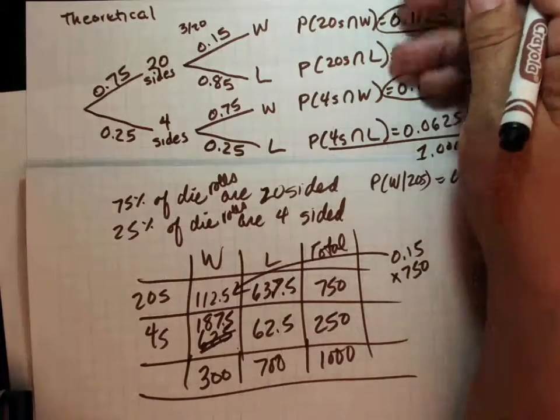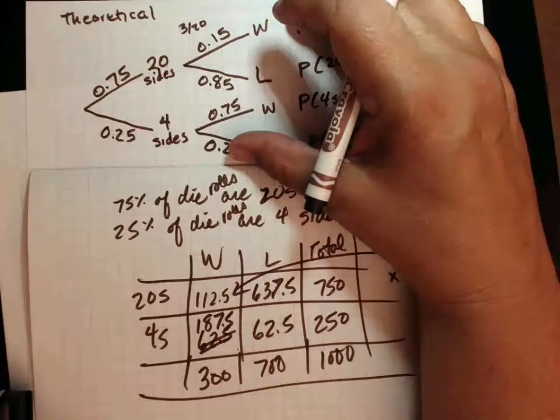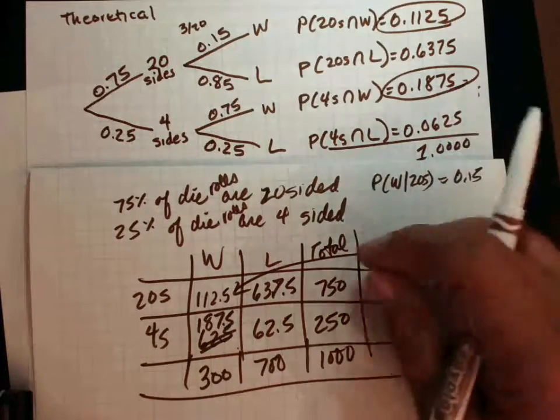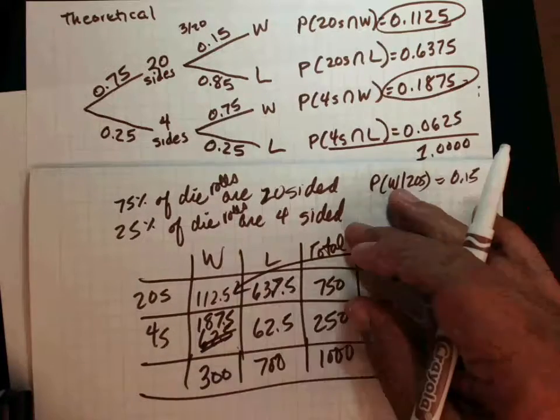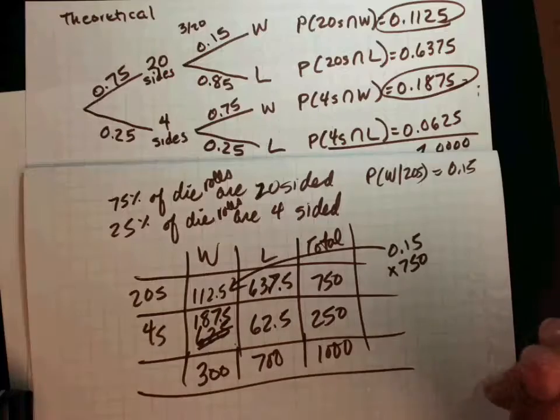So you can work with either the tree diagram from a theoretical where we just give you numbers and words, or you can go back and construct a table, whichever works better for you for figuring out conditional probabilities.